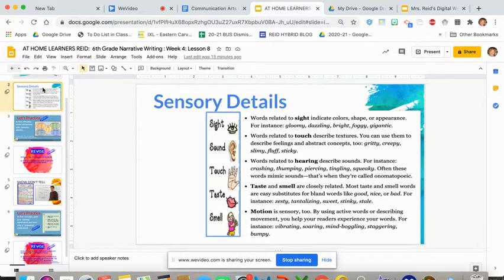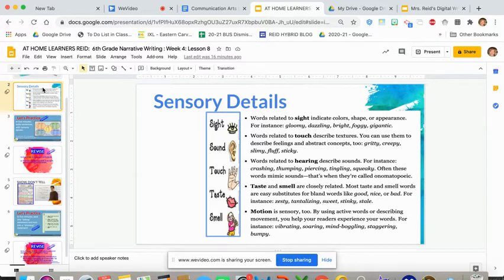And so the words of sight are the colors, the shape, or appearance. So gloomy, dazzling, bright, foggy, gigantic. Those are all put a vivid picture in the reader's mind. It's not just a regular day, it's a foggy day. So those are really cool sight words to use.